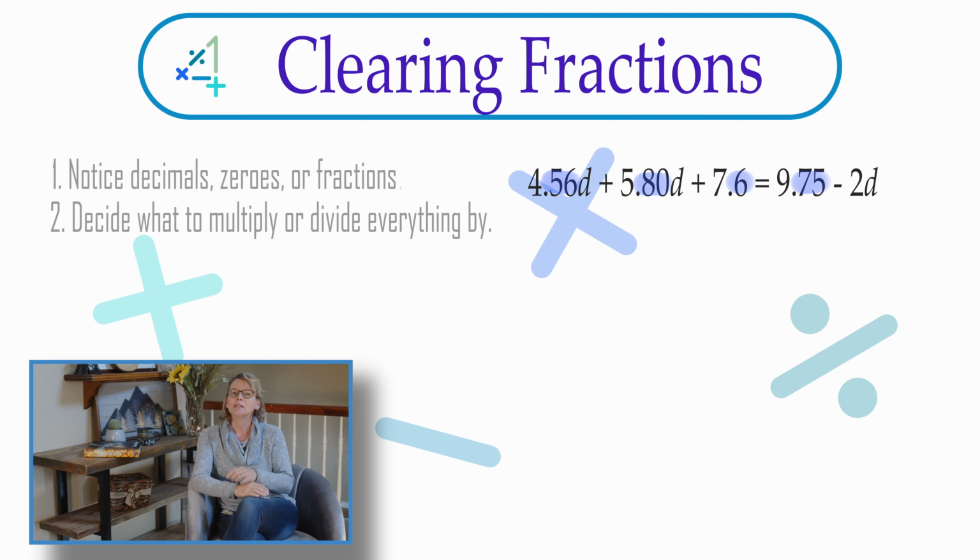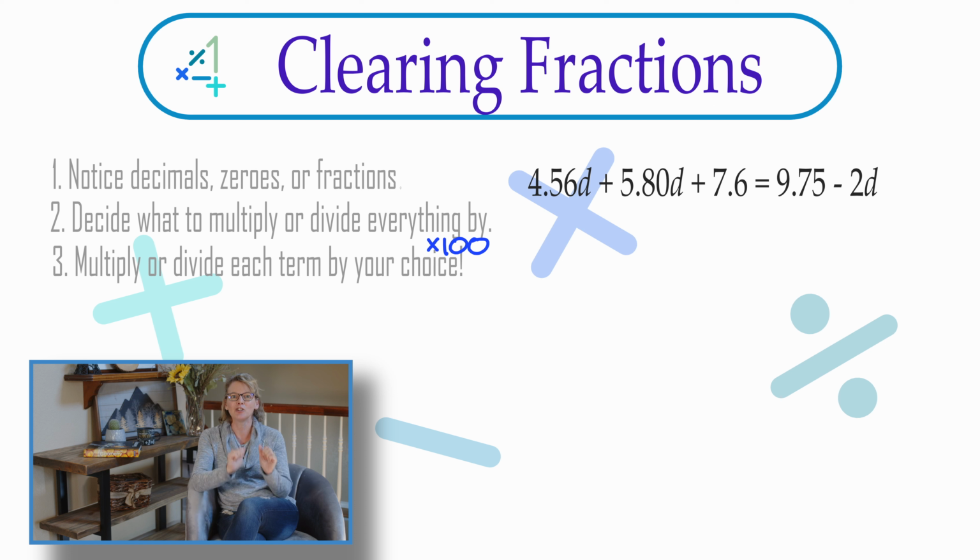Step 2, decide what to multiply by. For this one, these three terms have 2 decimal places. I'm going to multiply everything by 100. The 2 zeros in 100 show me that it will take care of those 2 decimal places. Honestly, we just need to remember to move every decimal point 2 places forward. Step 3, let's do this.